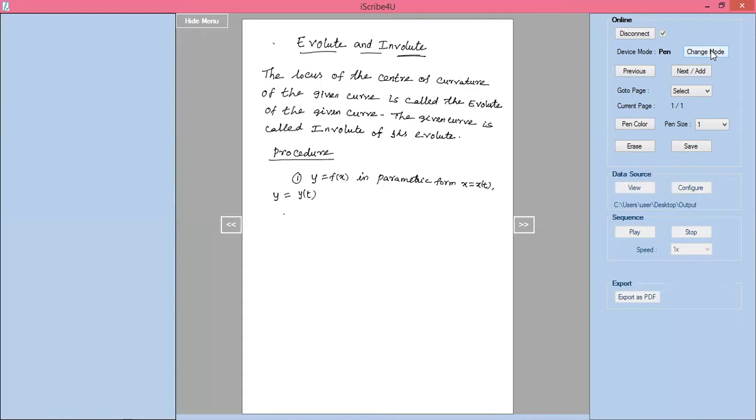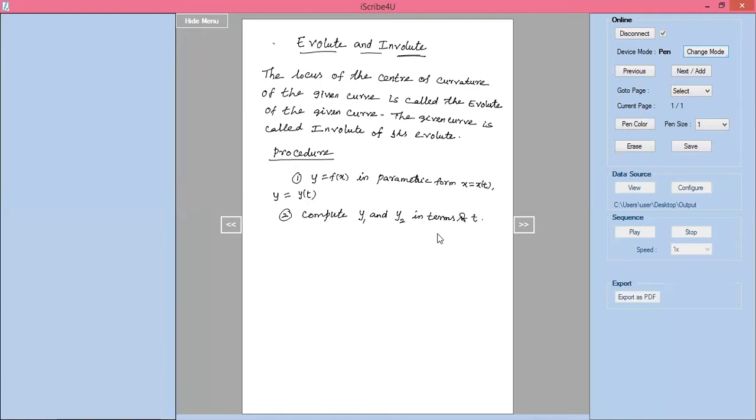Next, second point, compute y1 and y2 in terms of t. What is this equation? x equal to x of t, y equal to y of t is the parametric equation. Next, after this, we will compute y1, y2 in terms of t.